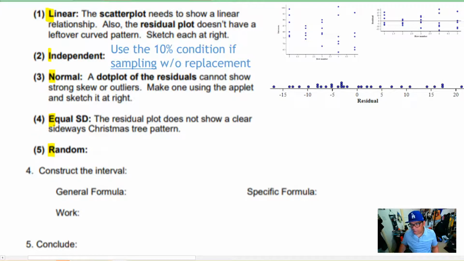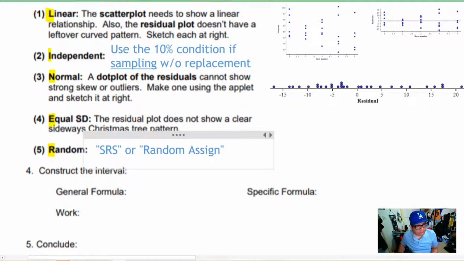And as far as random goes, we're looking for either an SRS or a random assignment of treatments. As it happens, the way we did this in class, we decided that this was a random assignment of treatments. Since my seating charts are not open seating, I actually assign seats.